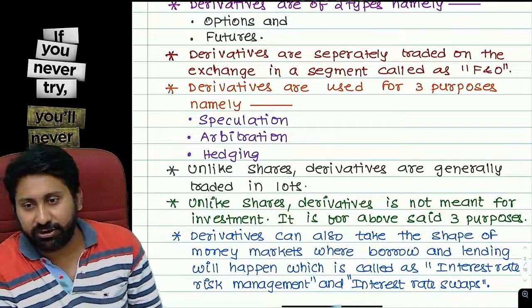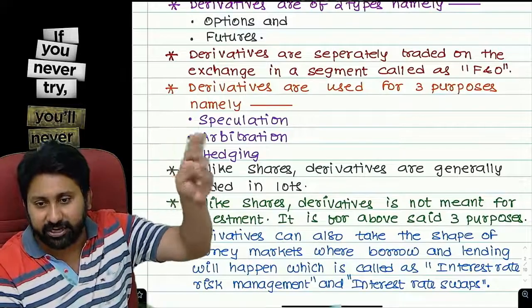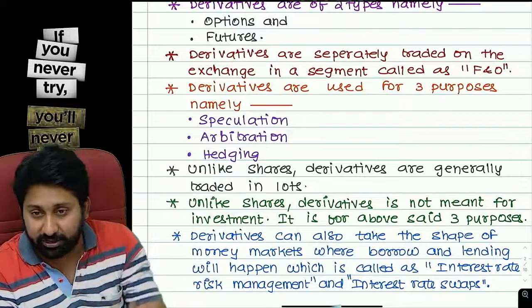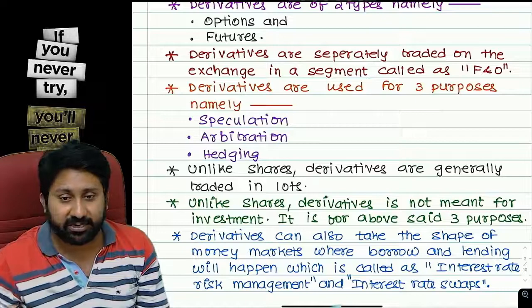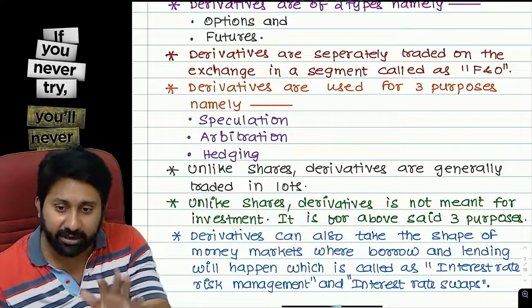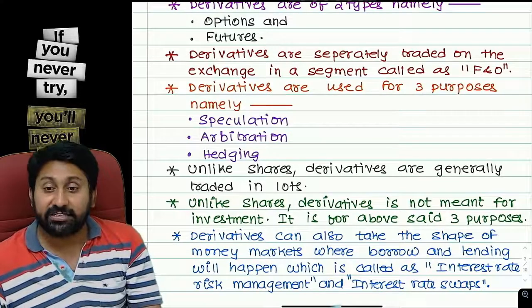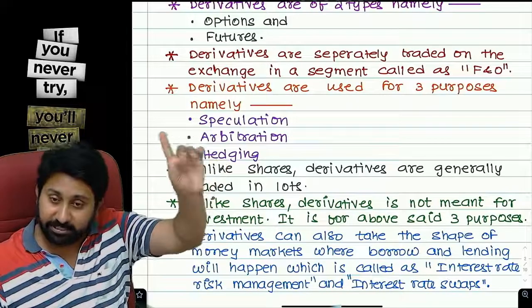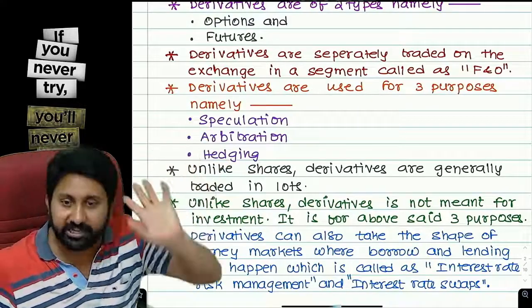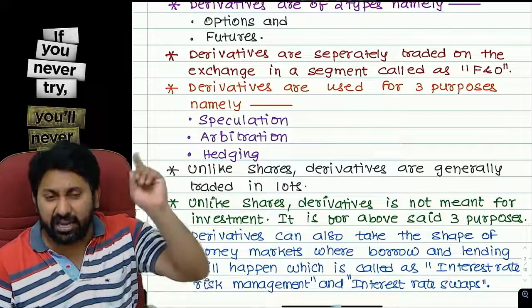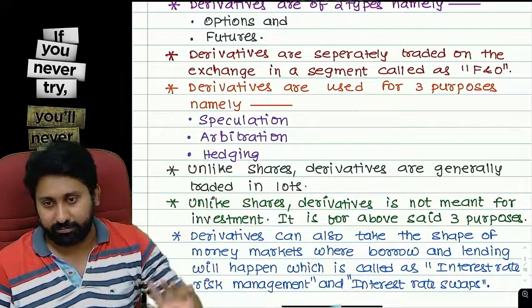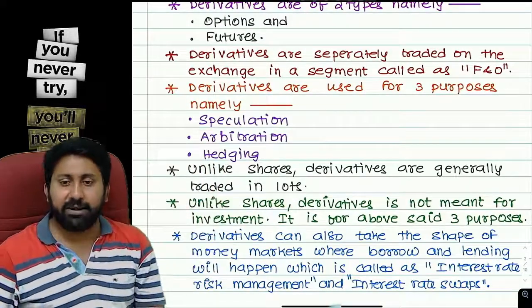So derivatives are used for three purposes: speculation, arbitrage, hedging, not for investment. Options are not investment strategies. Those are speculative or arbitrage or hedging strategies. We will see arbitrage in options. We will see speculation in options. We will see hedging in options. Everything we will see, but the highest chance is hedging. How it will be done also we will see.